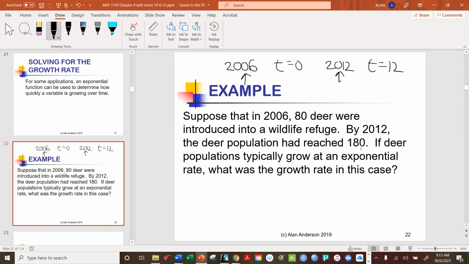And then we saw some examples for the growth rate. We had this case with the deer. In 2006, we had 80 deer. By 2012, there were 180 of them. How fast are they growing? Well, we're assuming that the growth rate is exponential.